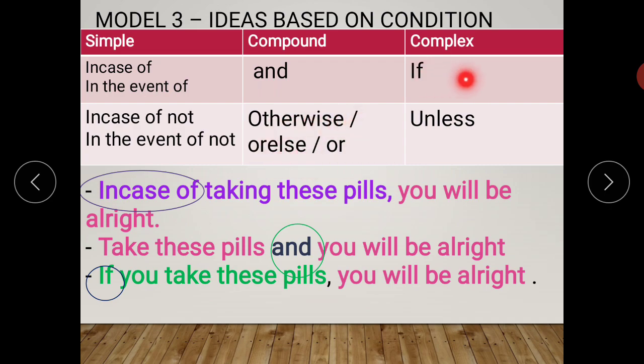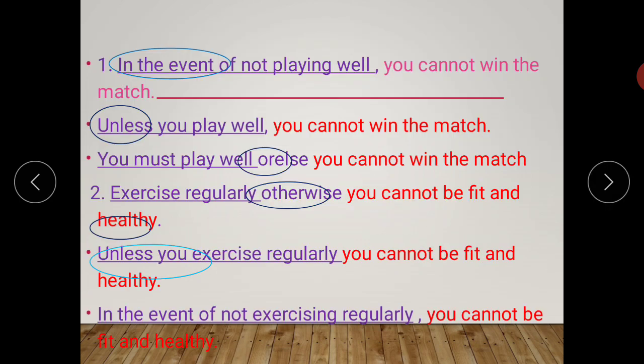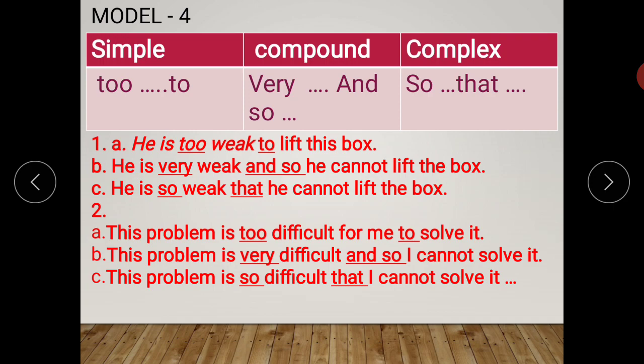Here, if not is equal to unless. So we use that unless in the complex sentence. So three models. This is the affirmative model and this is the negative model. Okay, so I told you, you can use you must play well or else you cannot win the match, or you can use play well or else you cannot win the match. Both ways you can use. And this is the fourth model, which comes with to, very, and so that. Very frequently all the four models are asked. If you are thorough with these four, it will be very beneficial.